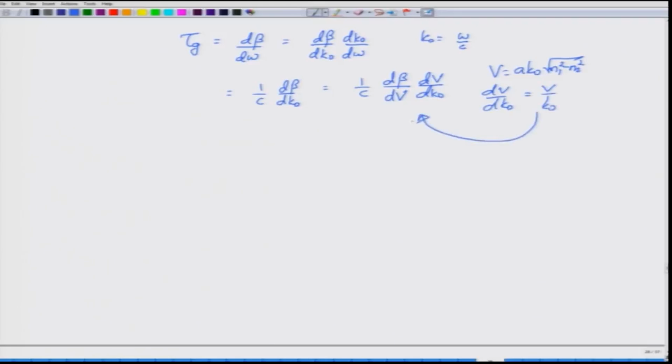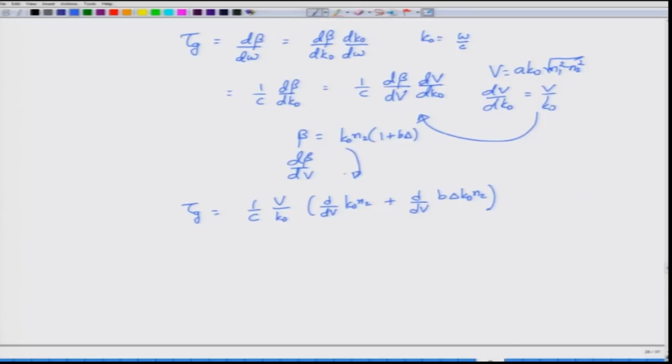Okay, I can substitute that into this expression, and since I also have written beta as k0 n2 1 plus b delta, I can find out what is d beta by dv, and therefore write tau g as, please verify this expression, okay, v by k naught d by dv k0 n2 plus d by dv b delta k0 n2. I have just expanded this beta into this one and then differentiated with respect to v, and dv by dk naught is basically v by k naught. So, I have just considered that one, 1 by c comes in with 1 by c.